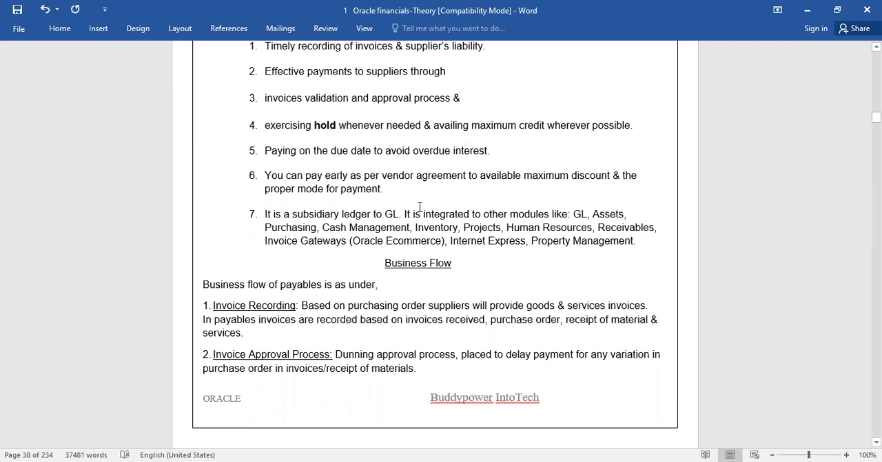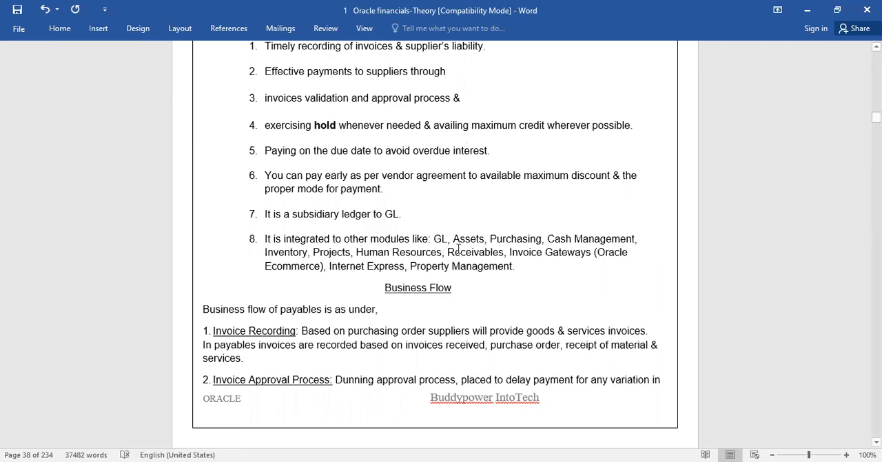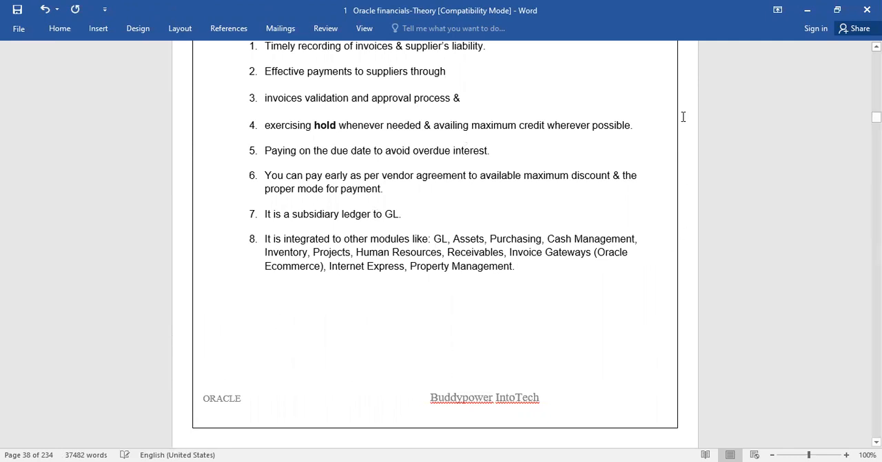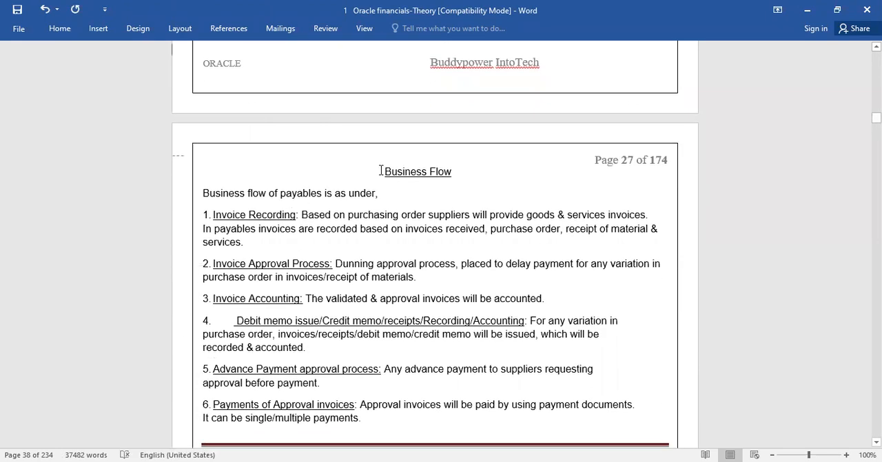It is integrated with other modules like GL, assets, purchasing, cash management, inventory, projects, HR, receivables, other gateways, and property. This is the overview of purchasing, AP, accounts payable and purchasing.